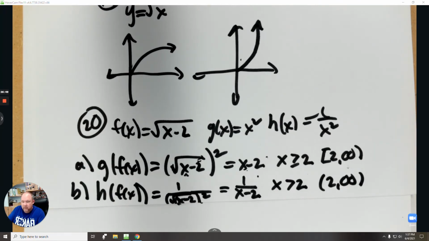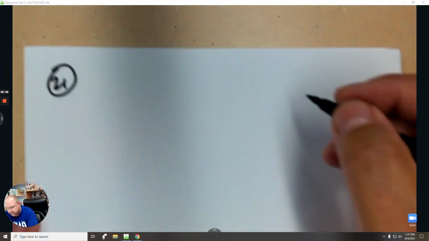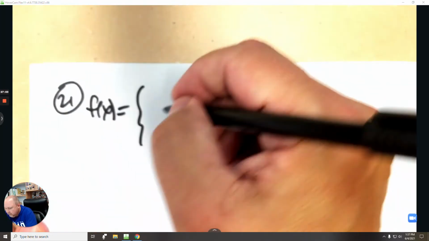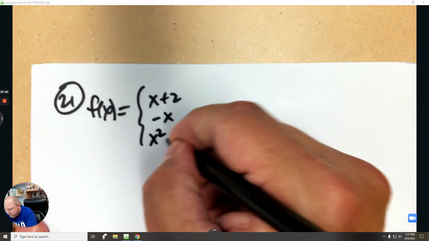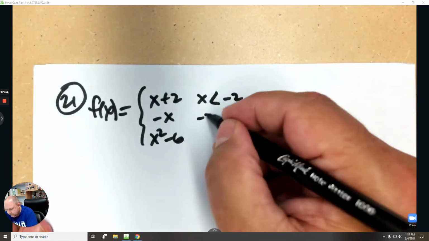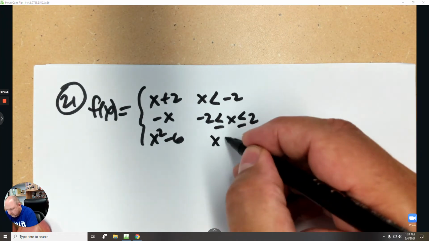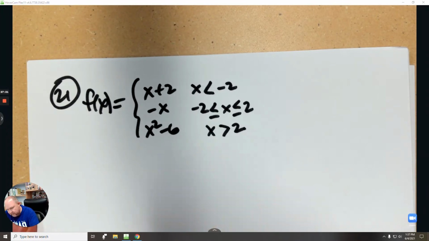All right, number 21. In 21, without using a calculator, can you graph a piecewise function? Let's do that together. So that's x plus 2, that's negative x, and that's x squared minus 6, and then the restrictions that go with it. And how would you graph it?